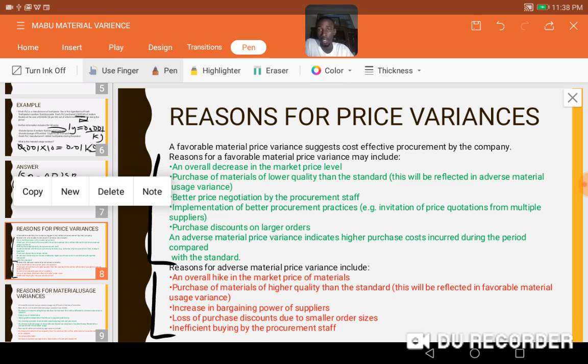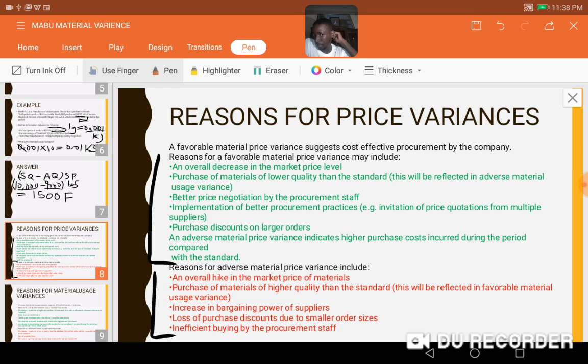And we have the reasons for adverse price variance. Some of the reasons might be an overall hike in the market price of material, or in short, an increase in prices of the material in the market, maybe inflation or something. Purchase of material of higher quality: if material of higher quality is used, there is going to be less wastage, therefore it will lead to favorable usage, because you're going to lose less.